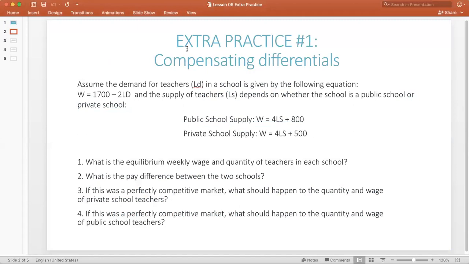So compensating differentials. Assume the demand for teachers, labor demand in a school is given by the following equation: W equals 1700 minus 2 labor demand, and the supply of teachers, LS, depends on whether the school is a public school or a private school. So they give us labor demand, and they give us the labor supply equations for each school. Number 1 says, what is the equilibrium weekly wage and quantity of teachers in each school? We've done this plenty of times by now, so this should be super fast, but I won't go super fast.